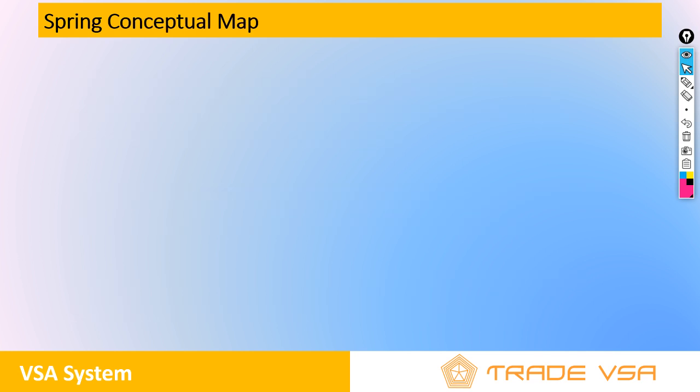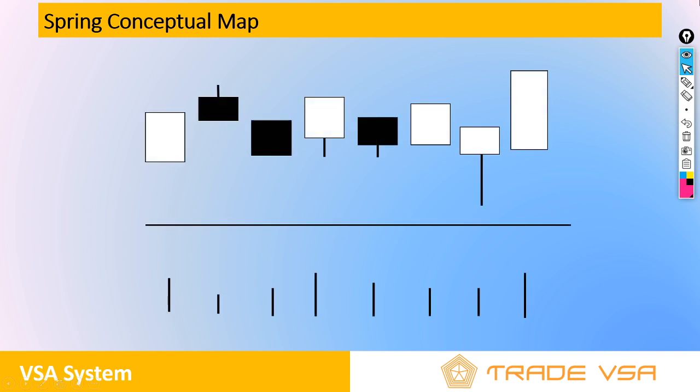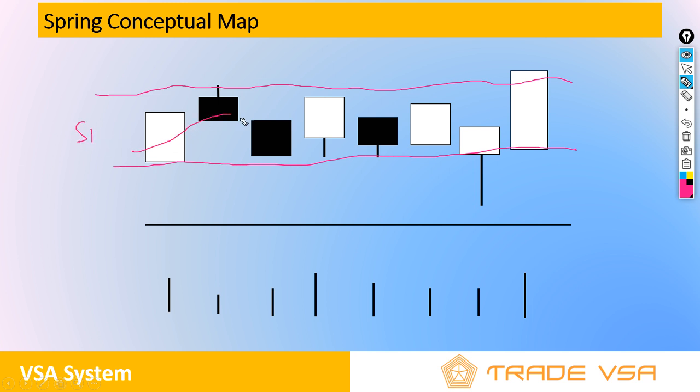Here's a conceptual map of how a spring forms and how it works. We can see this is the accumulation, so price is moving sideways in stage 1. Usually in accumulation we can see all this low volume, and we can see these tails. This is a narrow bar forming a tail to the bottom.